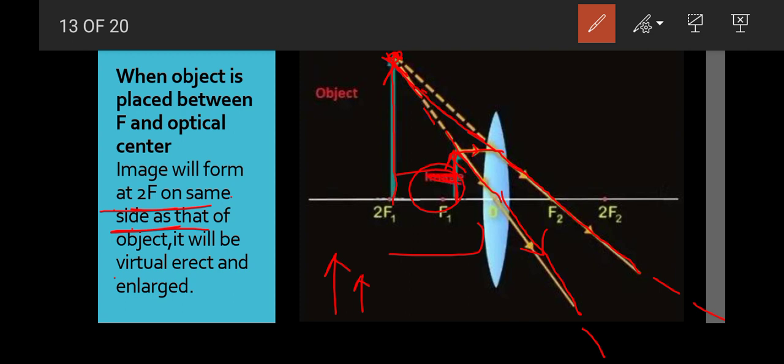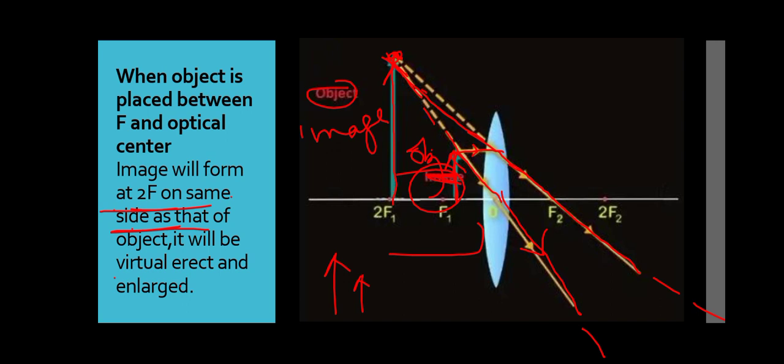Here you can see the mistake. This is the object, this is the image. Yes, so the image will be enlarged from the object size. It will be of the same orientation, but the size will be enlarged as compared to the object. In this case, the convex lens is behaving as a magnifying glass.